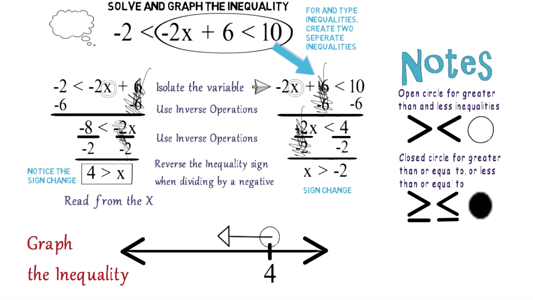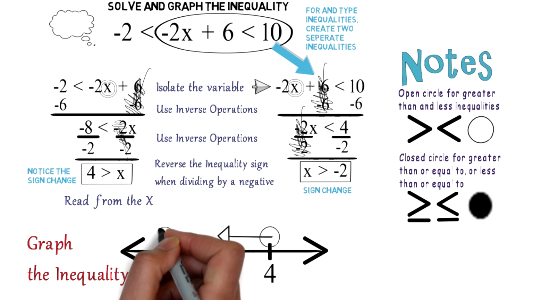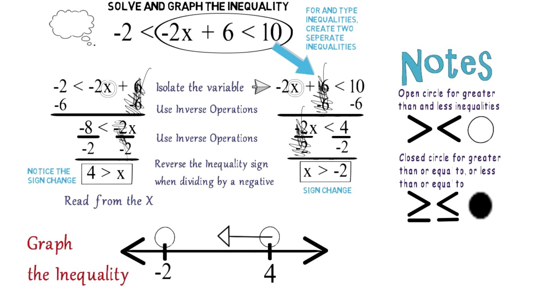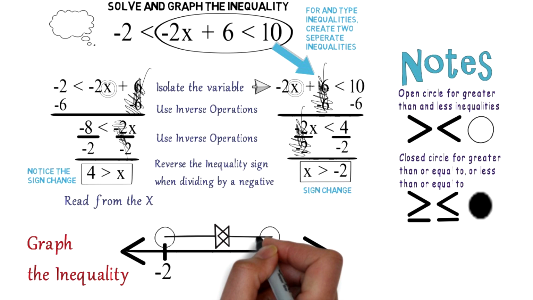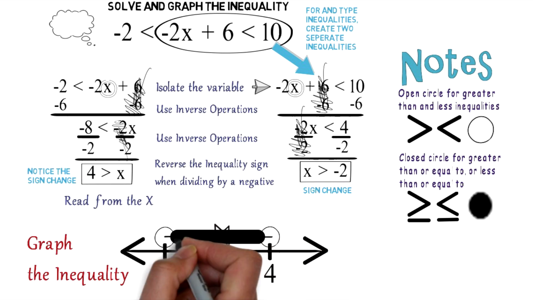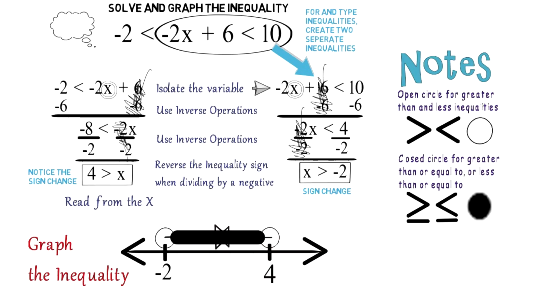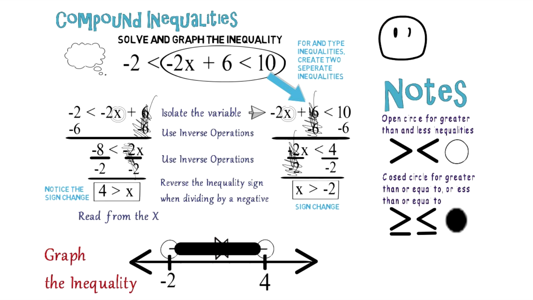Then let's take a look at our second solution. x is greater than -2. So let's plot a -2, just like that. Greater than is an open circle. And remember, it says x is greater than -2, so let's plot this to the right. Now if you notice, we're kind of trapped in the middle here, right? So we're just going to shade that middle section. And that's it.